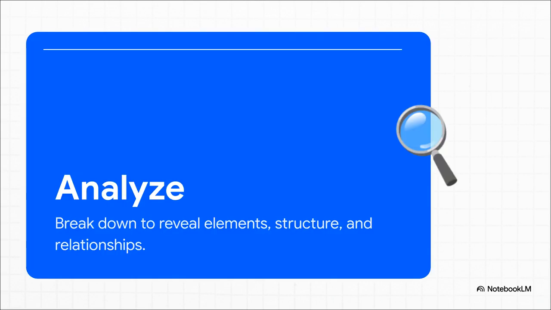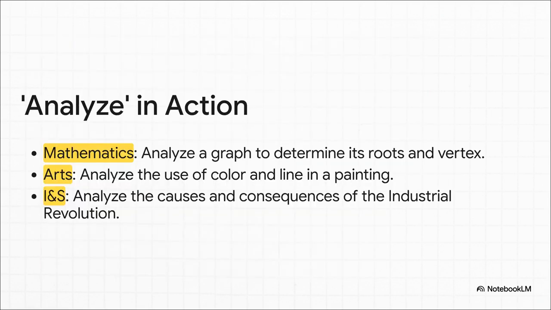Okay, let's climb a little higher up that staircase to level 4, analyze. Now, the thinking demand here gets a lot bigger. Analyzing means you're deconstructing something. You're literally breaking it down into its different parts to see how they all connect and work together to make the whole thing tick. And its versatility is just incredible. You could be analyzing a graph in math, a painting in the arts, or a major historical event in INS. The core skill is exactly the same. Take something complex, pull it apart, and understand its structure and its meaning.